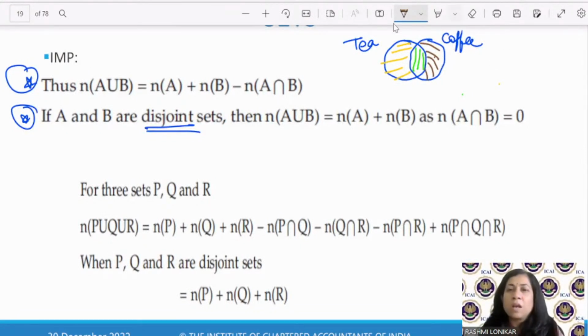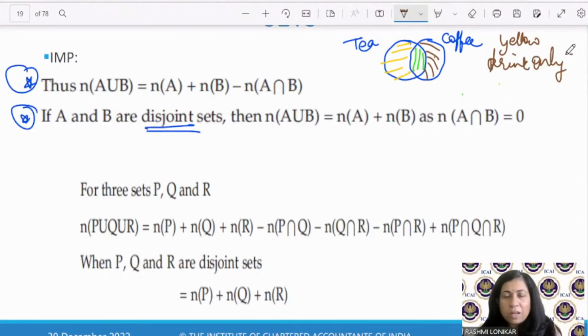Okay. Now what I have tried to show you, these yellow stripes are there. What are these yellow stripes? You can see they are not going inside. This yellow means these are people who drink only tea.